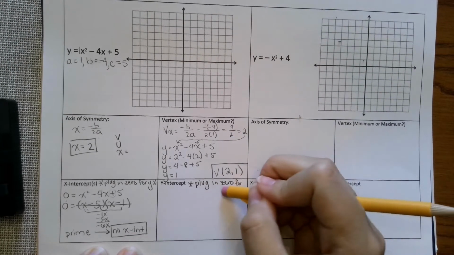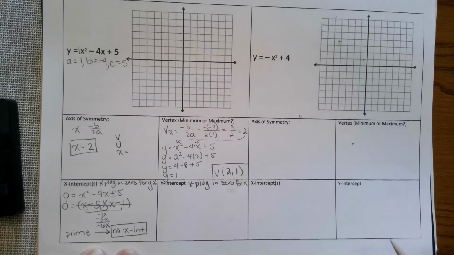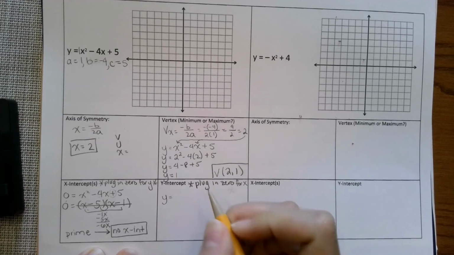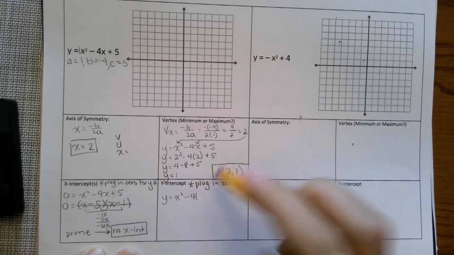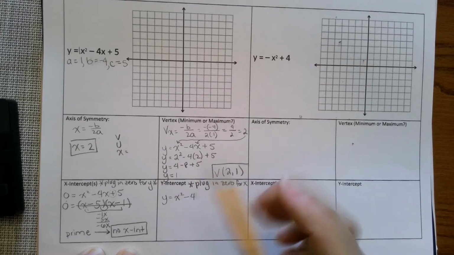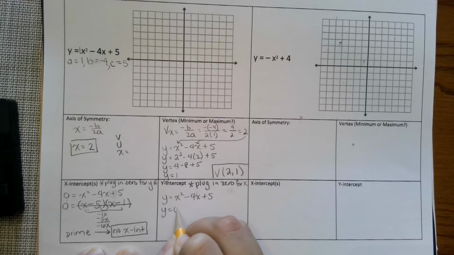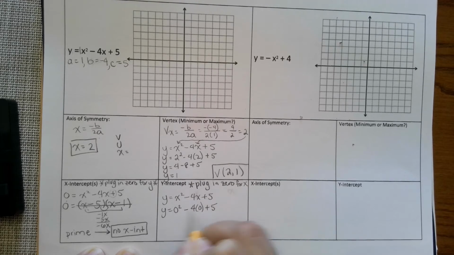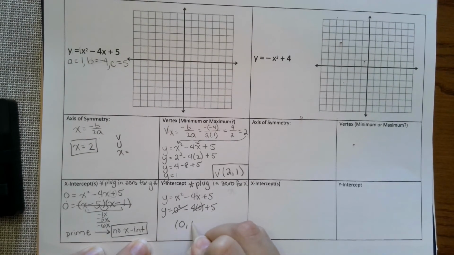So I'm kind of running out of space here. Let me squeeze this in. We plug in 0 for x. And then if you notice what ends up happening, x squared minus 4 times x plus 5. When you plug in 0, 0 squared is 0. 4 times 0 is 0. And you're just left with 5. So our y-intercept as an ordered pair is (0, 5).